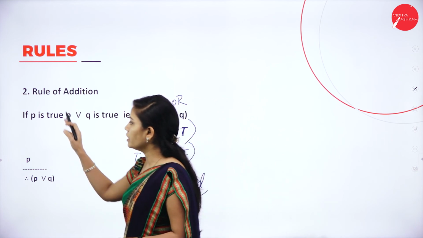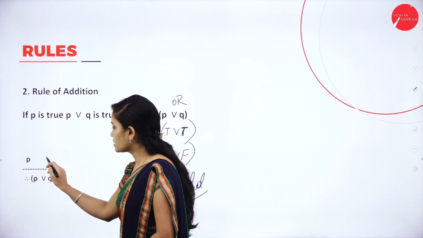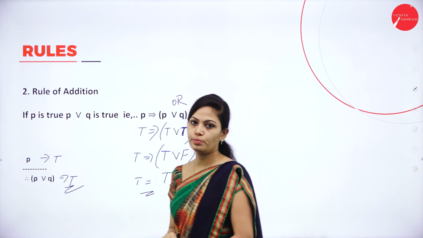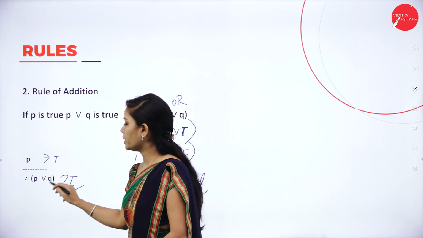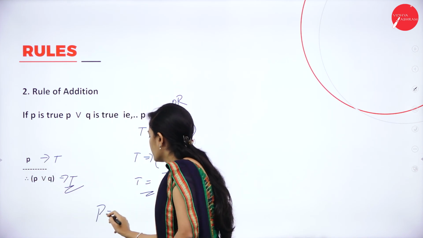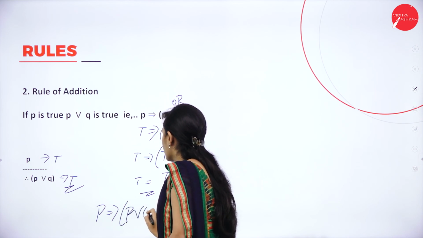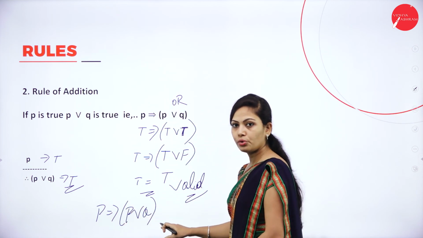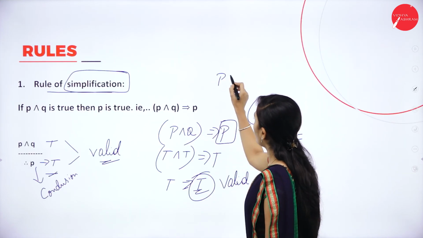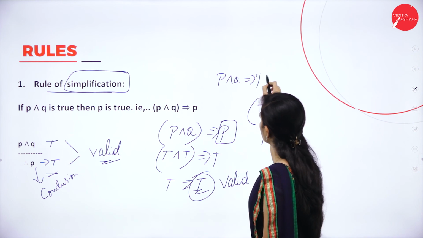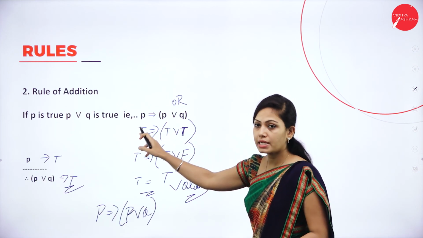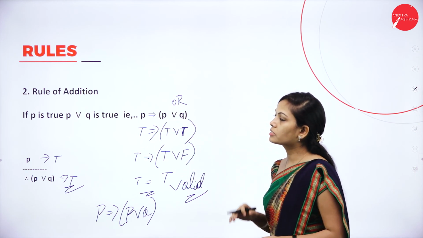So, how to write it in a rule of inference? If P is true, then P or Q must be true. Therefore, the conclusion is P or Q. So, P can also be written as P or Q. This is called the rule of addition.